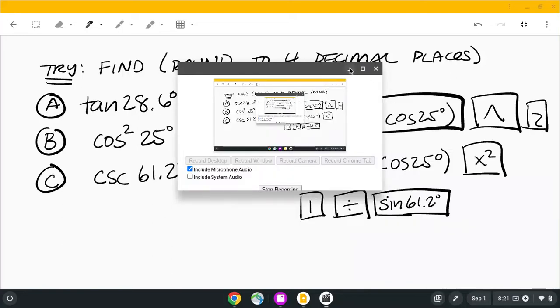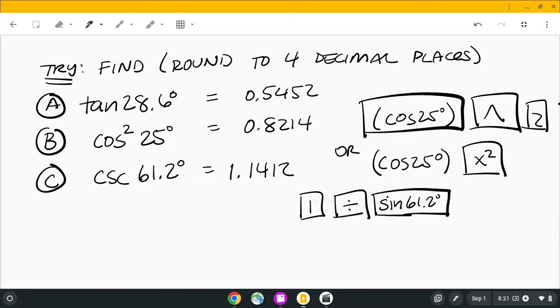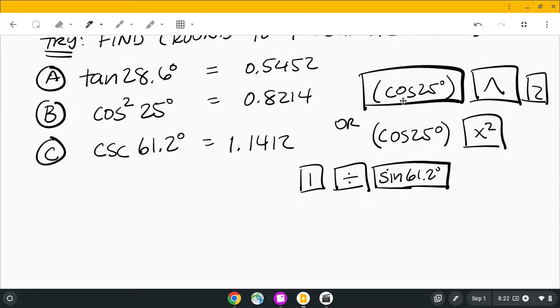Okay, welcome to part 3 of 2.2. So last time we left off here. You guys tried these 3 problems, and we looked at how to find sine, cosine, tangent, and all of the reciprocal trig functions, reciprocal of sine, cosine, and tangent, like cosecant.